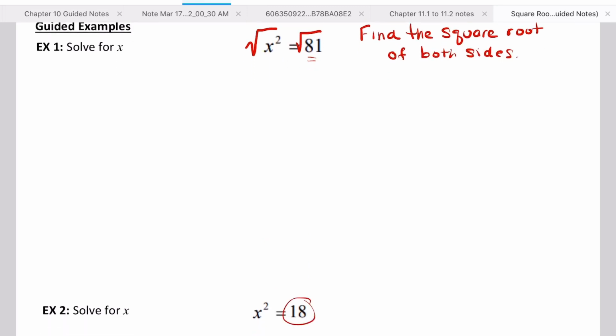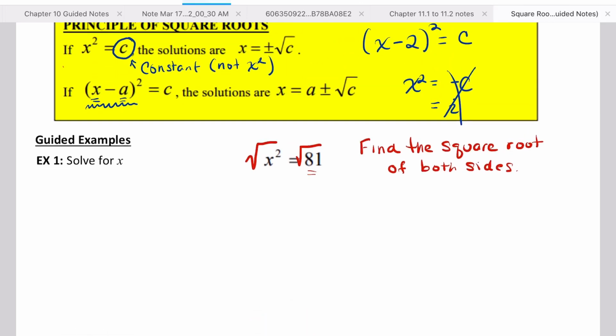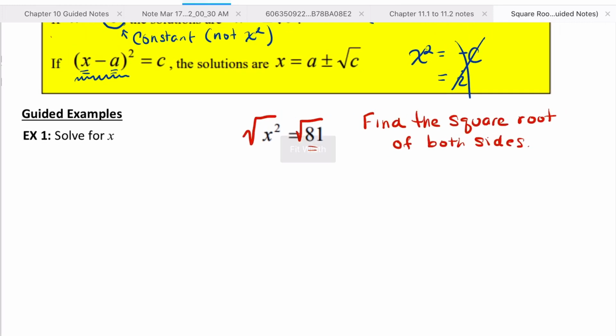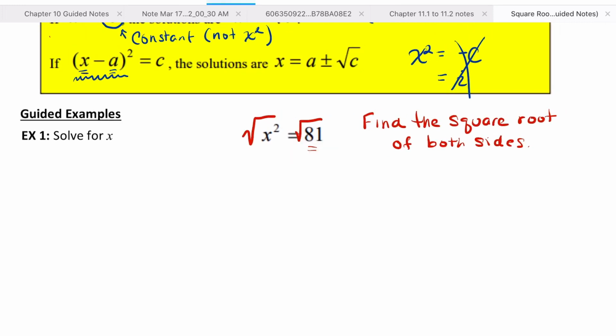And you'll notice 81 is a nice perfect square number, but we're not always going to have nice perfect square numbers like 81. On our next example, we're going to have 18. But the way this one turns out, it's not very difficult. When you undo x squared with a square root, it just becomes x. Just a lone x. You undo the power of 2. Taking the square root is the inverse operation of a square. That's just one of those other inverse operations that we don't talk a ton about.